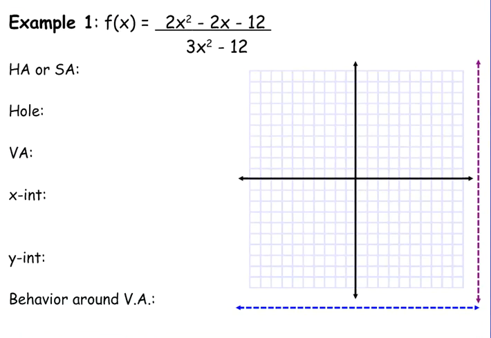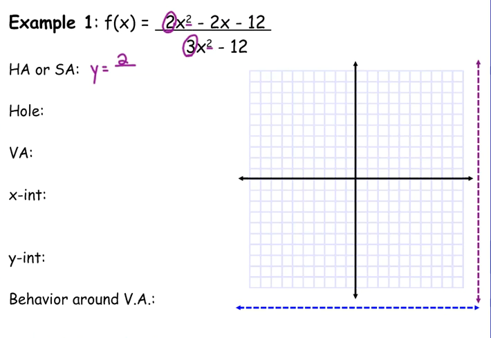Function f of x is equal to 2x squared minus 2x minus 12 over 3x squared minus 12. Obviously, there's some factoring that we can do here, but before we factor, let's determine the horizontal asymptote or slant asymptote. So we're comparing degrees. The numerator is degree 2, the denominator is degree 2, so when they are the same, it is y equals the ratio of the leading coefficients.